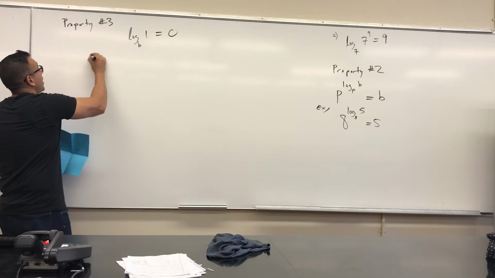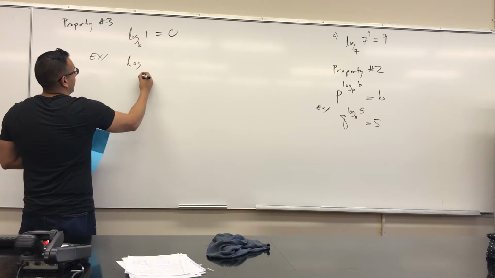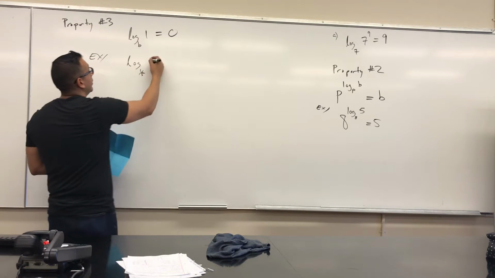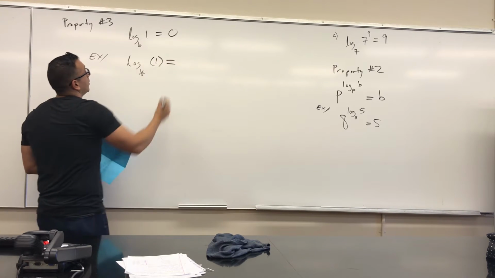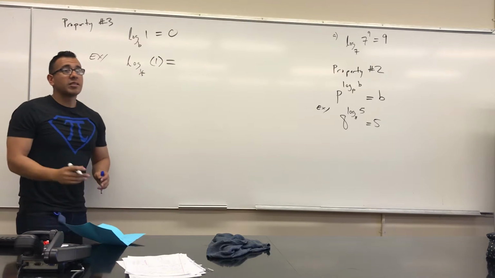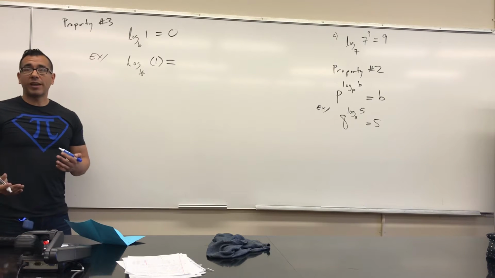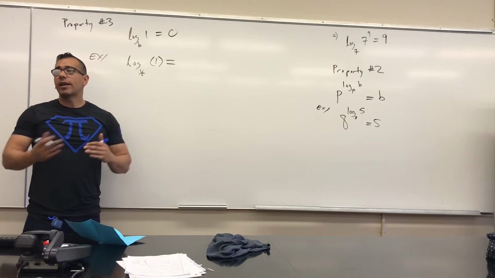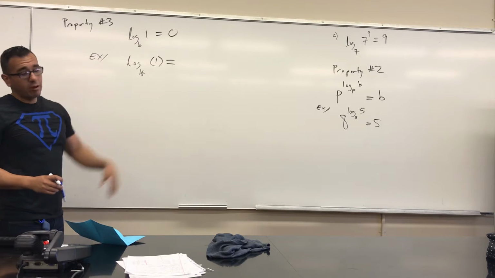So let's do an example. Log base 1 over 5 of 1. Notice I'm throwing parentheses in there. I don't need them, but I'm trying to get you comfortable with writing them with and without parentheses. And then we'll get into when it helps to write them and when it helps not to write them. What do I get here for my outcome?